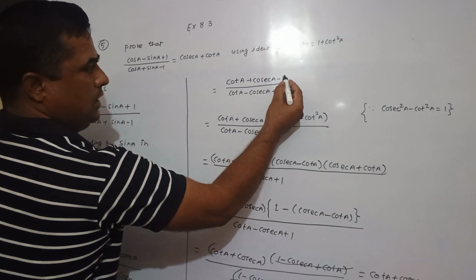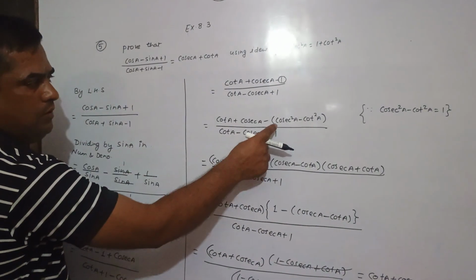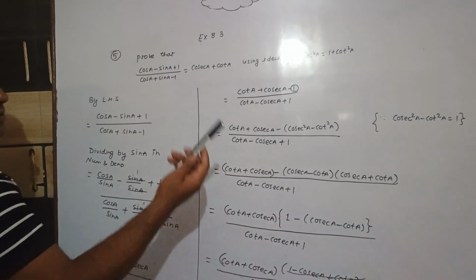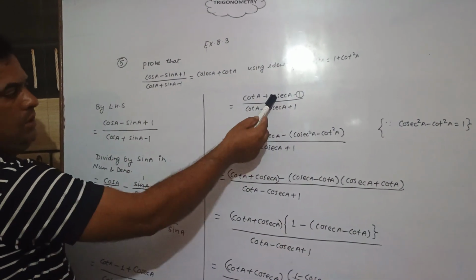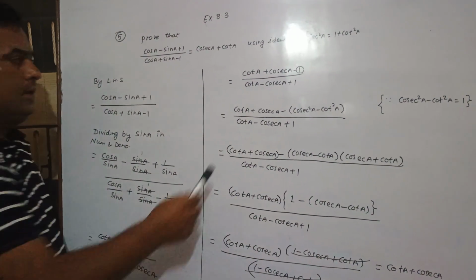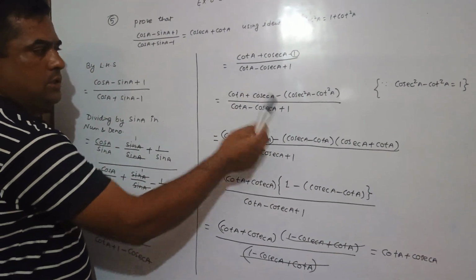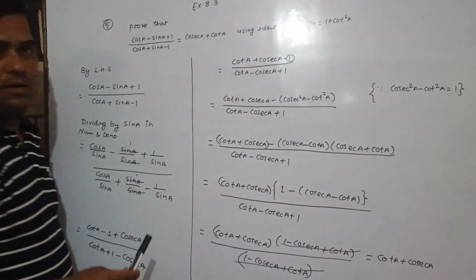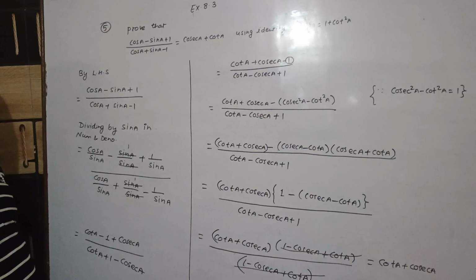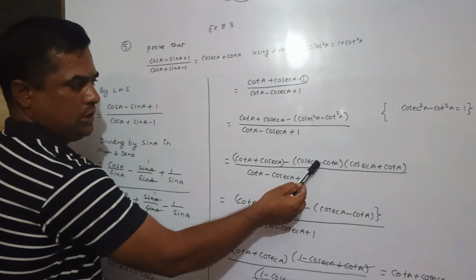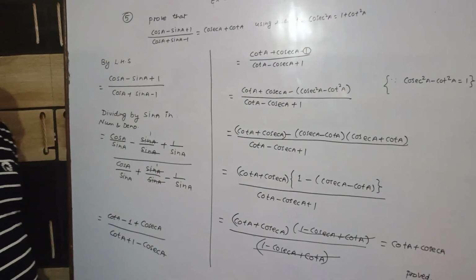Students, you can see this 1 in the numerator. In the place of 1 we are putting here cosec square A minus cot square A. And other terms we will write like this only, cot A plus cosec A, and minus in the place of 1, cosec square A minus cot square A, over cot A minus cosec A plus 1. Now we will use here one identity, A square minus B square will be A minus B, A plus B. So we are putting the value of this cosec square A minus cot square A. This is cosec minus cot and cosec A plus cot A.